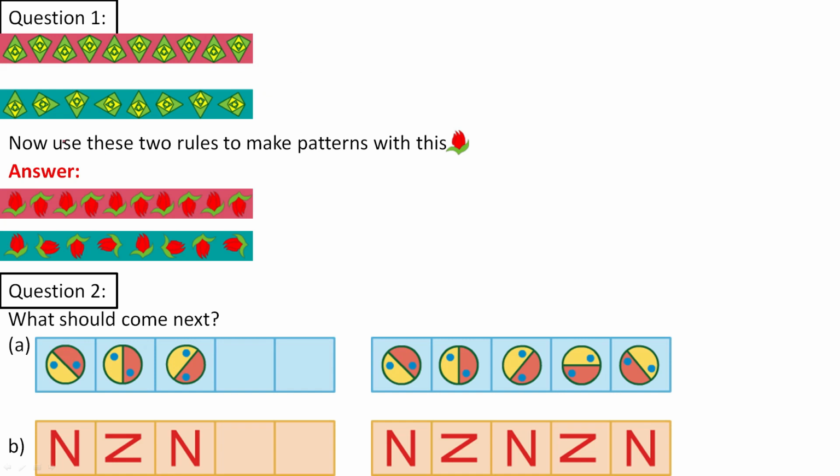Now you can see the second case. It is just like a quarter turn, that is a 45-degree turn. Again it is a 45-degree turn, so you can complete the pattern. Now use these rules to make a pattern with this flower.